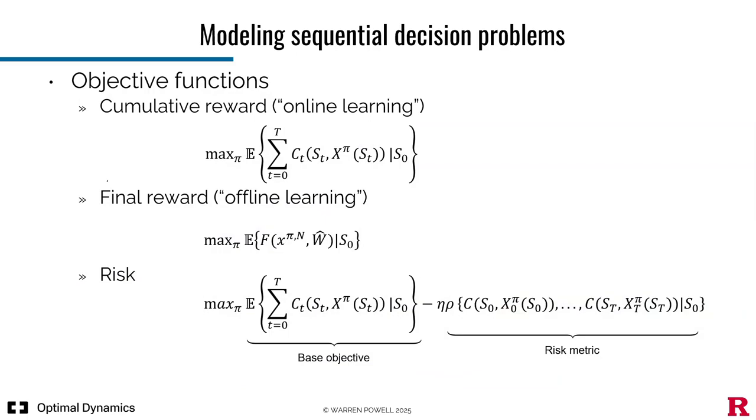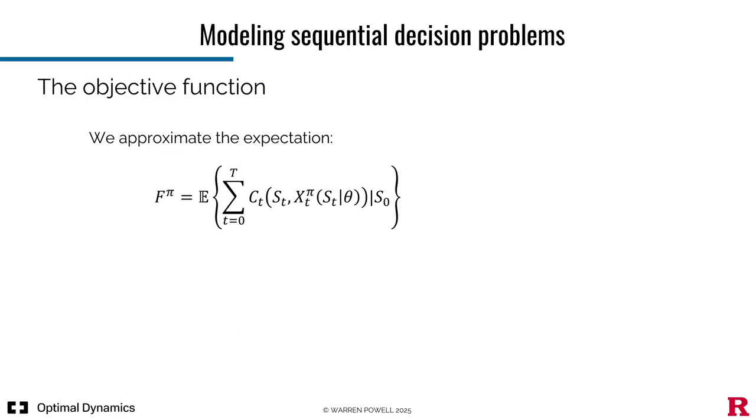Now, in the world of sequential, objective functions are a little bit more interesting. We might want to optimize the cumulative reward, and this is normally what we call online learning. Or we may run a bunch of experiments, and all I care about is how well I do at the end. We call that the final reward. And maybe I want to introduce a risk metric. However, in all of these, I'm still searching over policies.